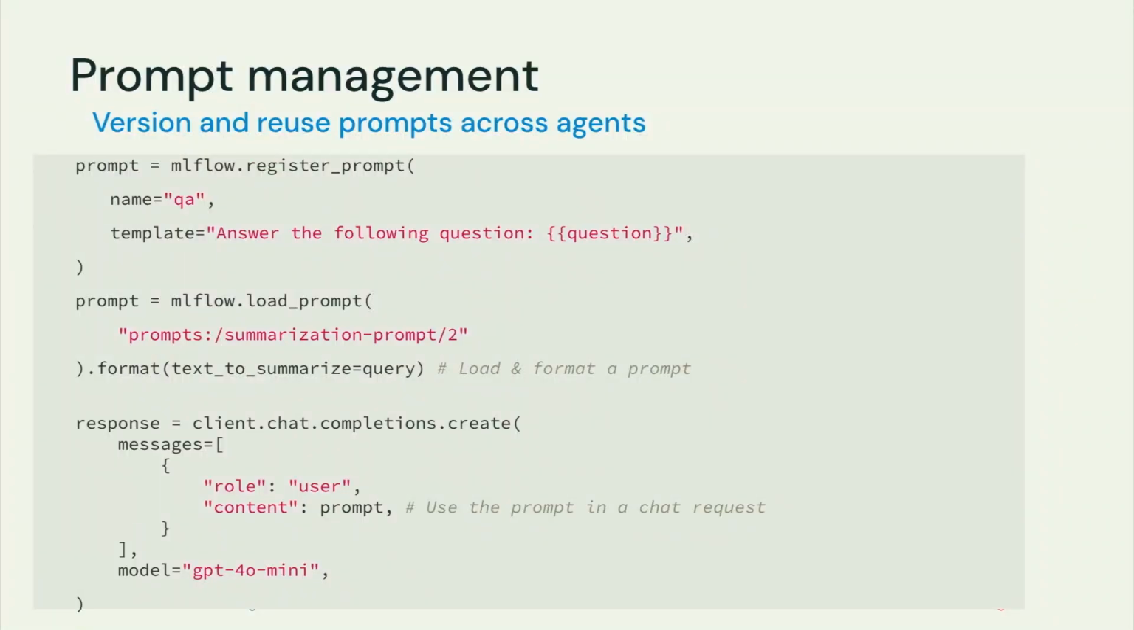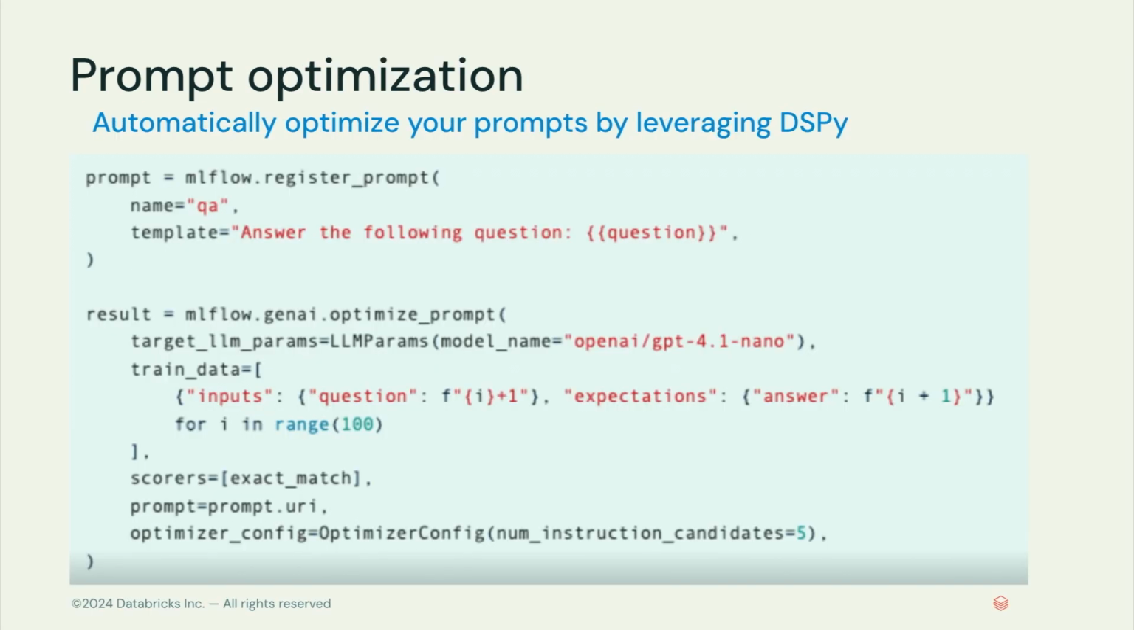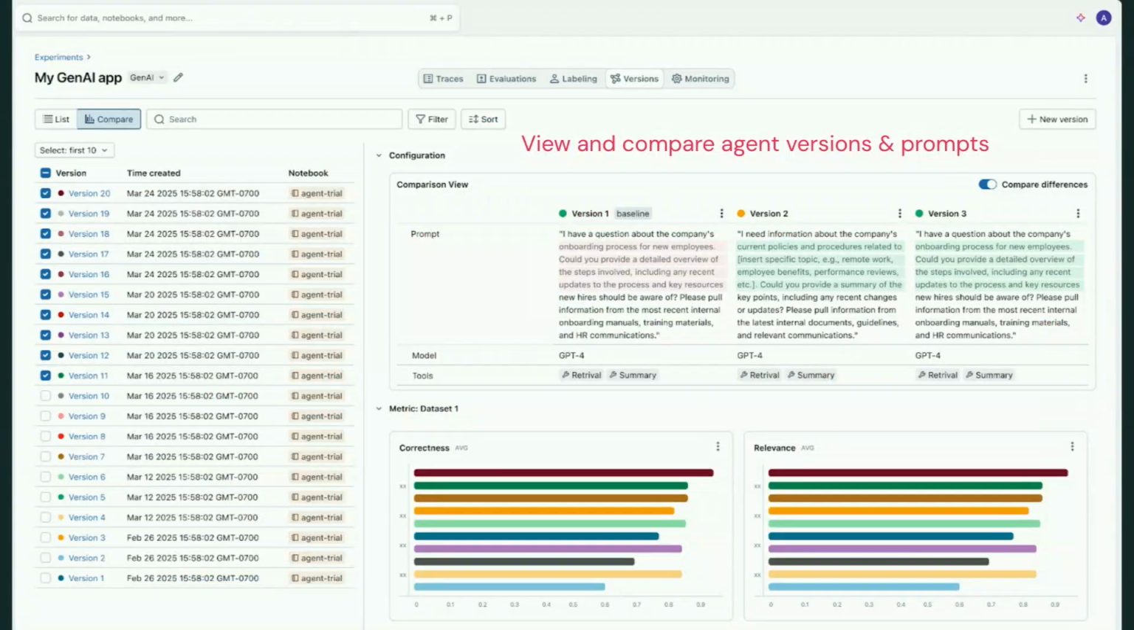And MLflow tracing has a new feature that allows you to do prompt management, so you can version and reuse prompts across agents. You can also automatically optimize your prompts by leveraging DSPy. As you can see in the screenshot, you can just run this SDK, like optimize prompt. It will optimize the prompt under the hood. And this screenshot shows that you can also view and compare agent versions and different versions of prompts, and then see how your agent system evolves over time.